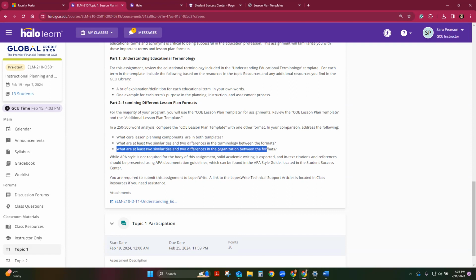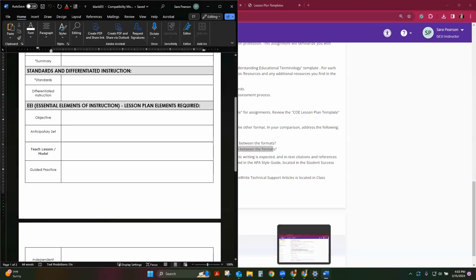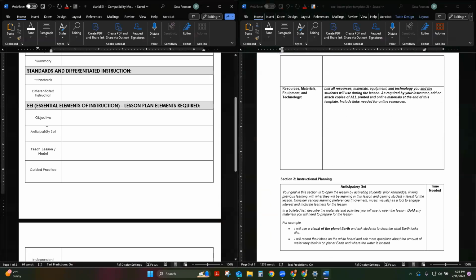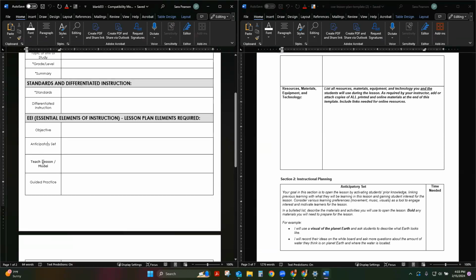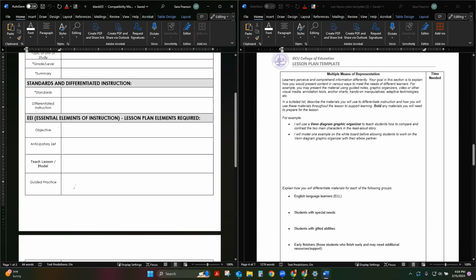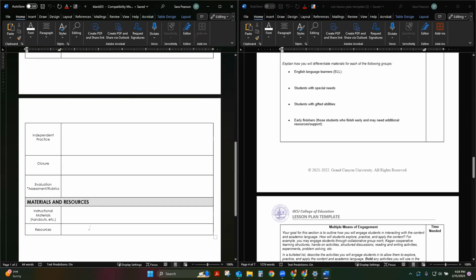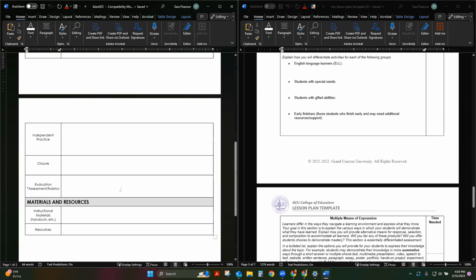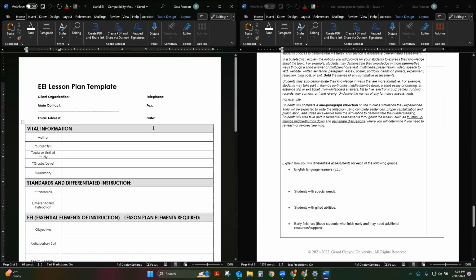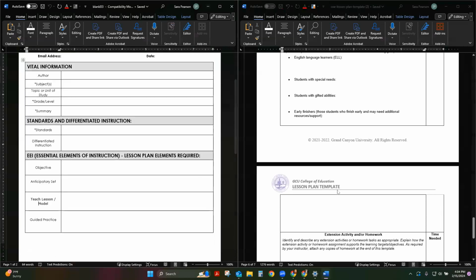And lastly, you're going to look at the organization between the two formats. Are they organized the same? Are they organized different? And how is that organization different? A good example of this is like this one starts with an anticipatory set, and this one also has an anticipatory set. Then what do you notice about the organization on this one, and how is it different from that one? And then do they both end the same? Do they have the lesson close differently, or are the materials in different places? You're going to just look at how the lesson would kind of roll out if you were teaching it and how you would use this plan.